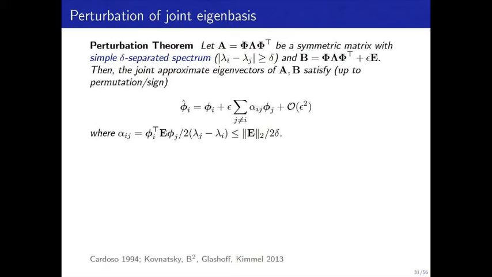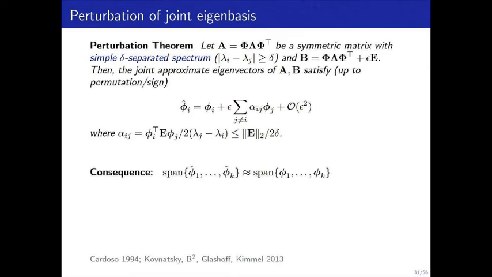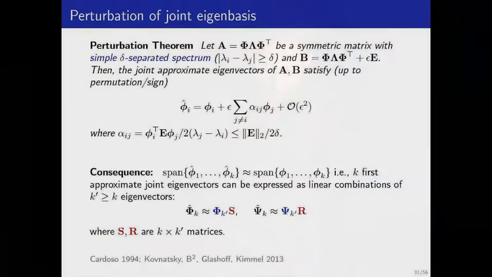Now, from perturbation analysis of joint diagonalizers, we can see that if two matrices are close to each other, so one matrix is a perturbation of the other, and with some technical details, like having a delta-separated spectrum, then the ith joint approximate eigenvector can be written as the ith eigenvector of the first matrix plus some perturbation term. Basically, this tells us that the subspace spanned by the first k joint approximate eigenvectors is approximately equal to the subspace spanned by the first eigenvectors of the matrix. In other words, we can represent the joint eigenvectors as linear combinations of the eigenvectors of the respective Laplacians, denoting the linear combination coefficients by S and R. So we sum up k prime eigenvectors and we get k joint approximate eigenvectors.